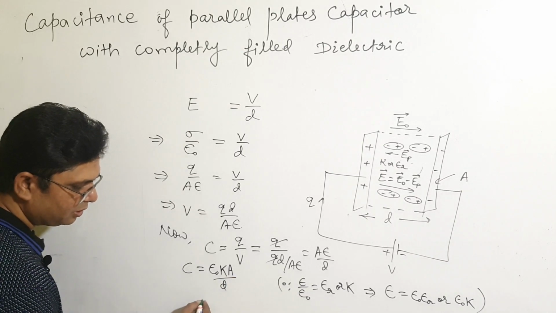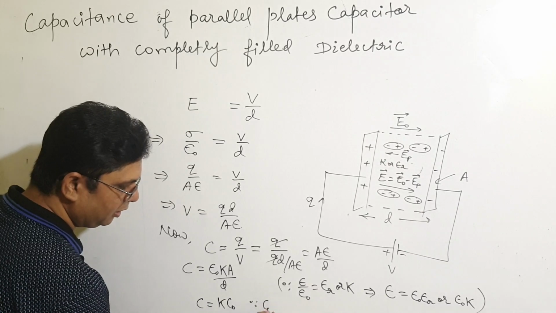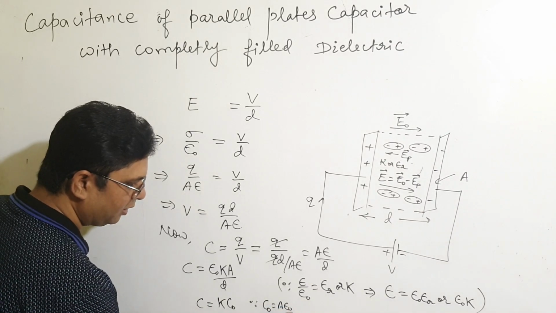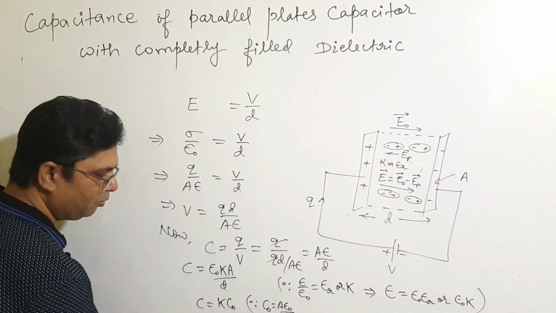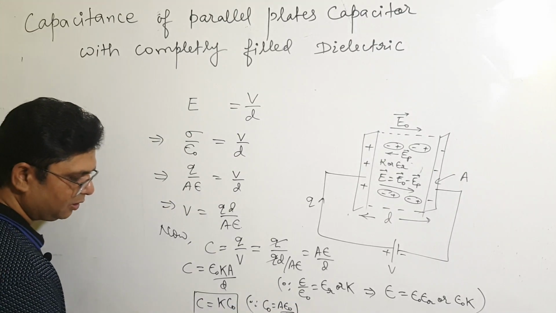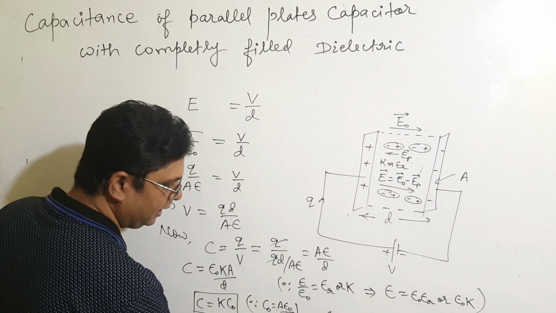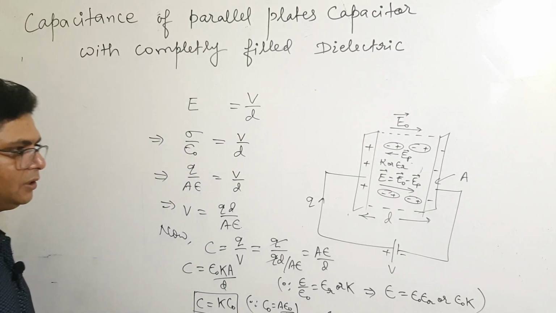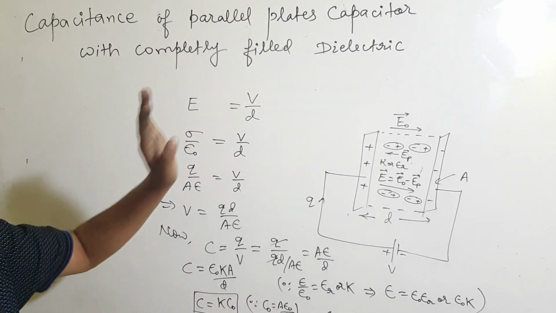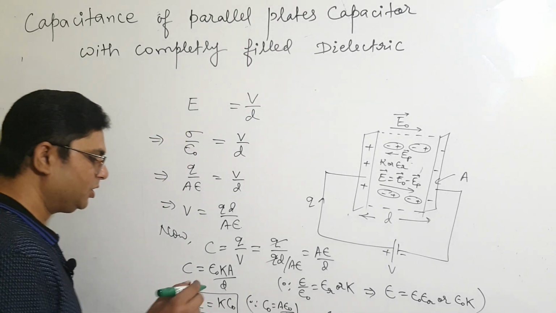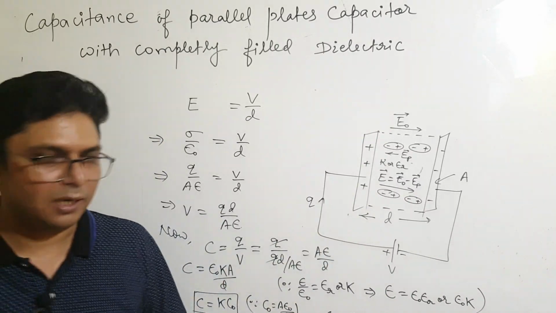So C equals K into C naught, because C naught equals A epsilon naught upon D. You know this formula. So we have C equals K C naught. Thus we see that C is greater than C naught. Just now you have learned the capacitance of a parallel plate capacitor with a completely filled dielectric medium. The equation is C equals K C naught. Let us have a numerical based on this.